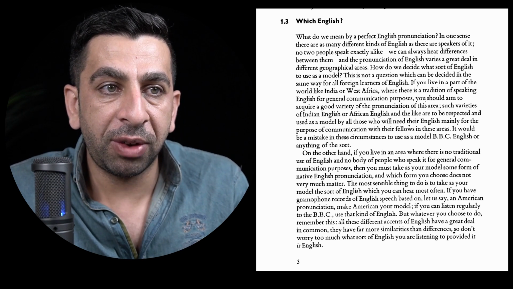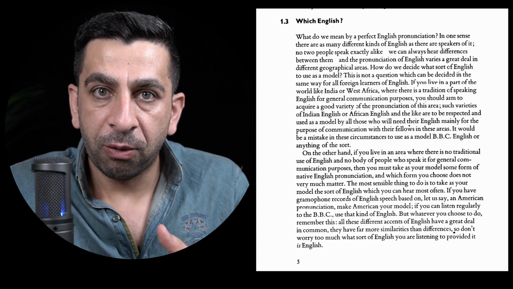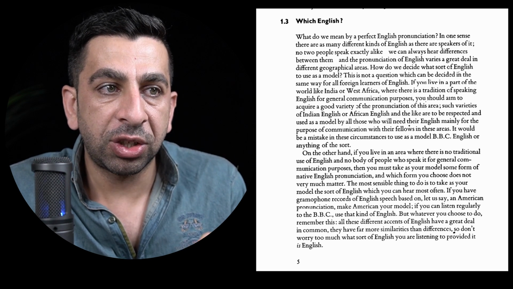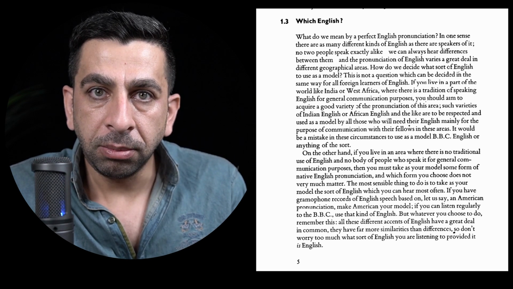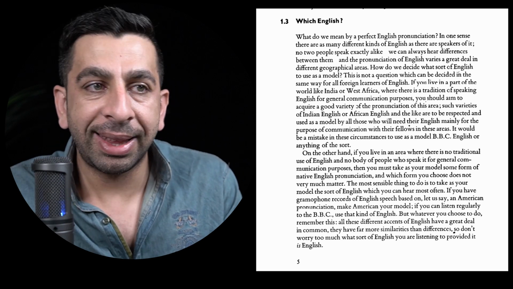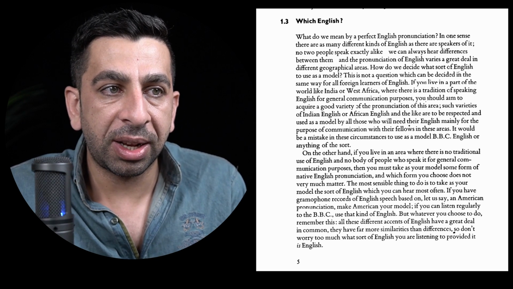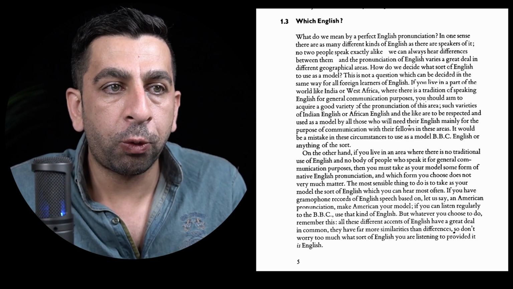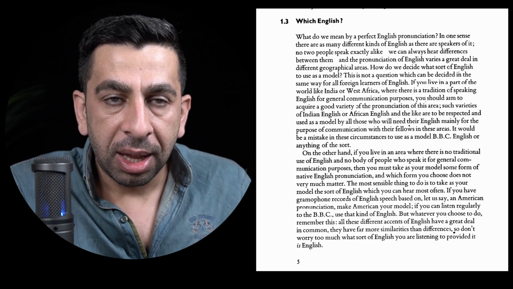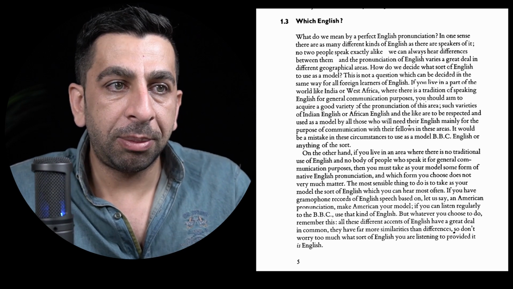And the pronunciation of English varies a great deal in different geographic areas. So geographic differences are expected. How do we decide what sort of English to use as a model? How do we decide on the ideal model that we use for comparison? This is not a question which can be decided in the same way for all foreign learners of English. This topic can't be given a final decision for all speakers or learners of English.